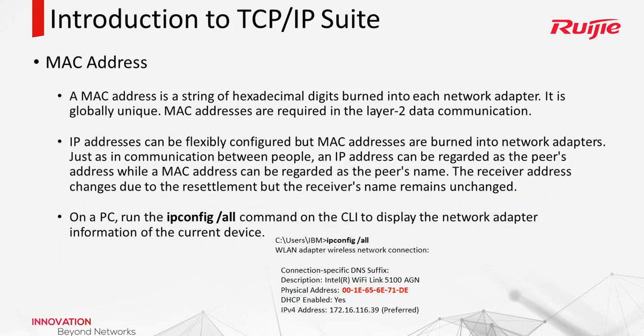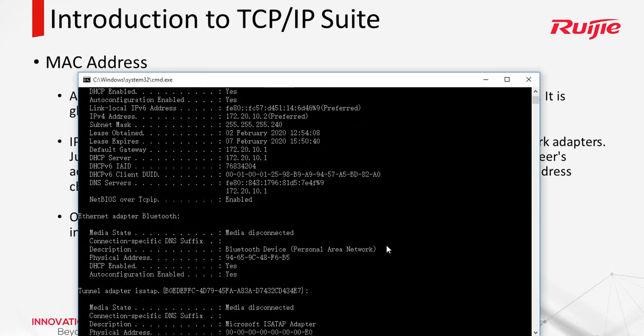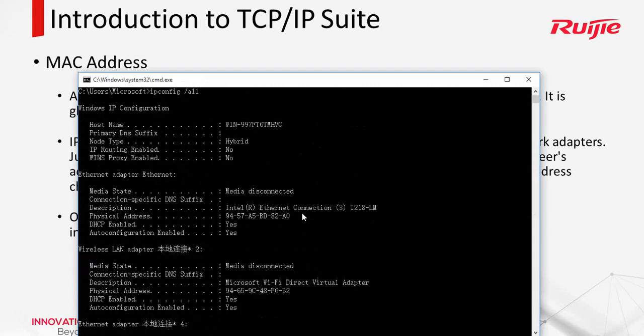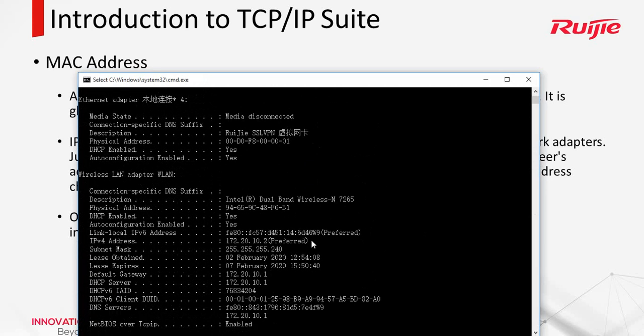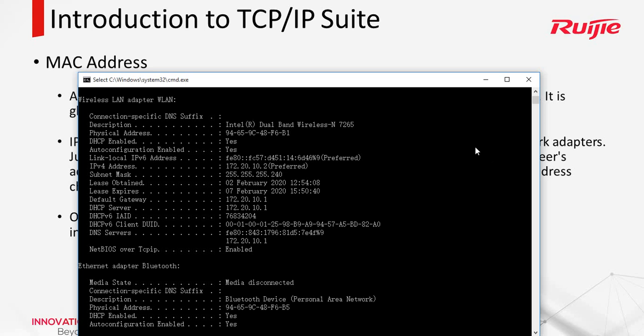Okay, some people normally ask, how do I know my computer's MAC address? I want to introduce you to the command ipconfig /all. Then you can see your computer's IP and MAC address. You will see the MAC address is here, and then the IP address.